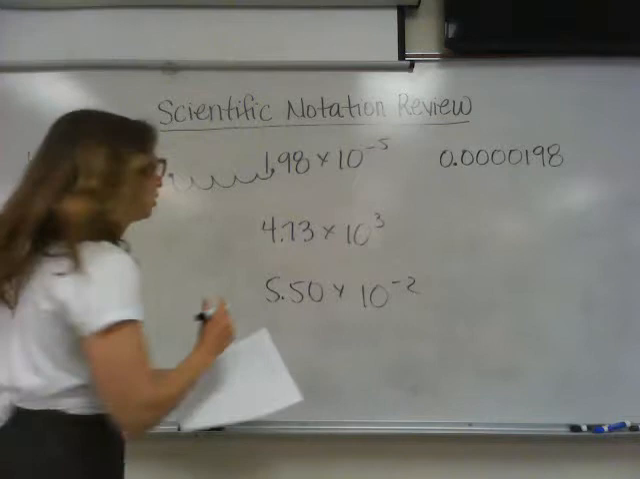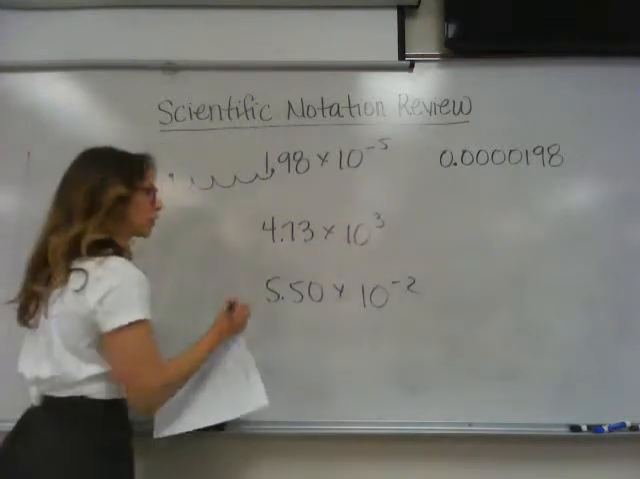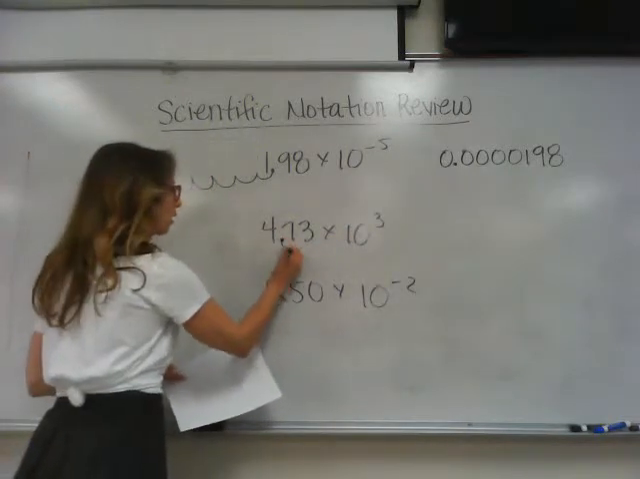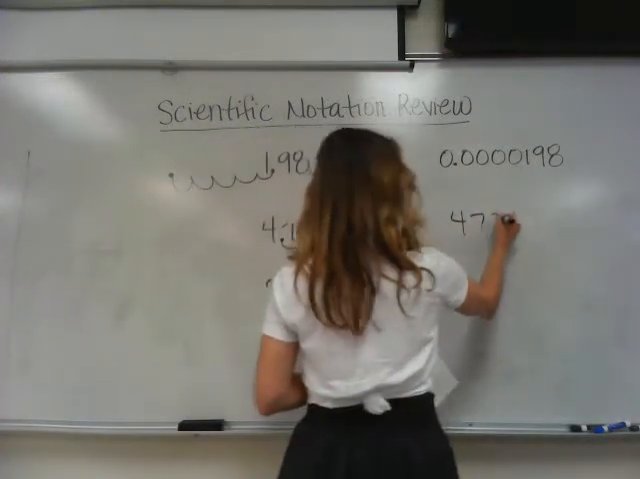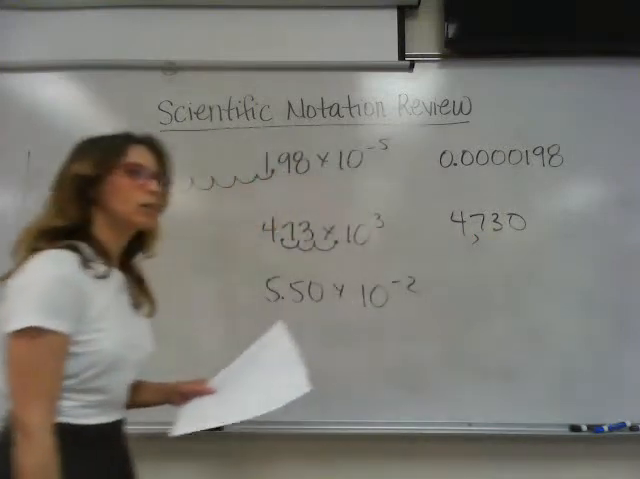For the next one, you've got an exponent on the power of 10 that's positive. That means this decimal moves to the right. 1, 2, 3, because your number has to be greater than 1. So 4730 is your answer.